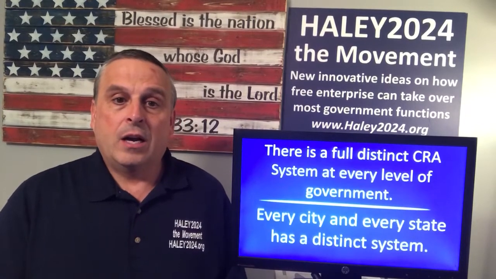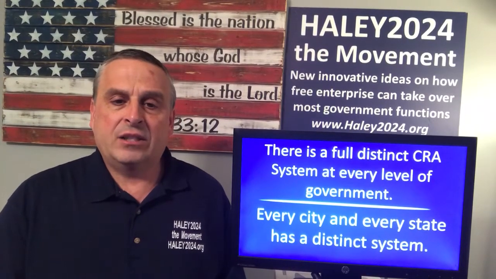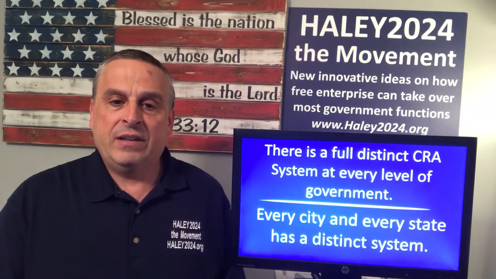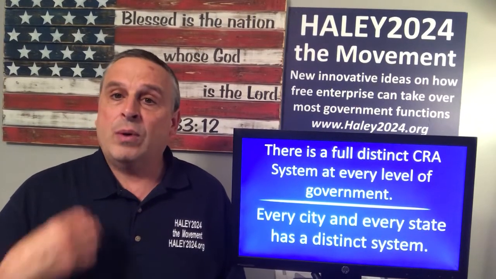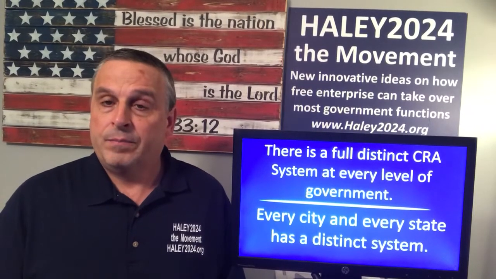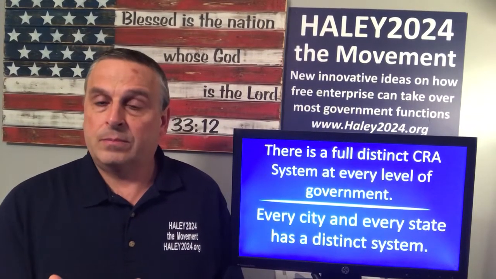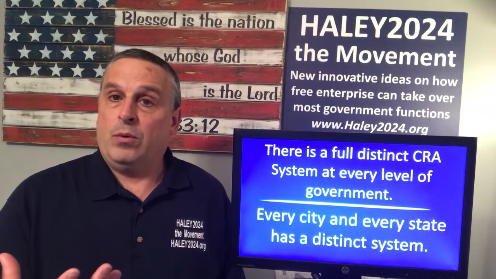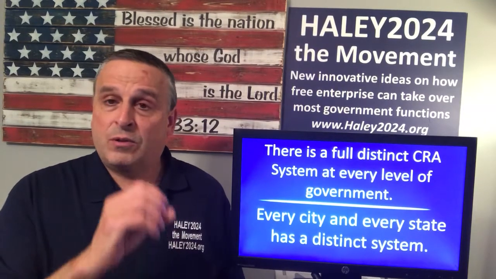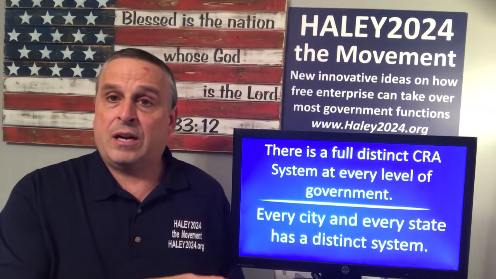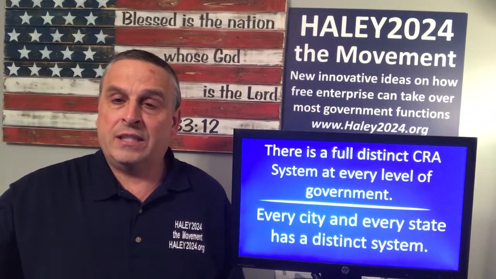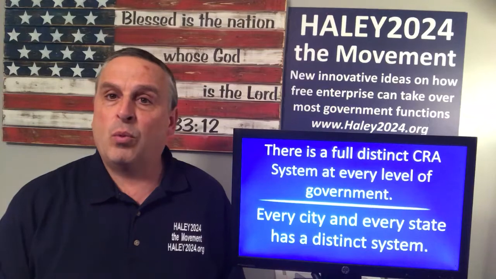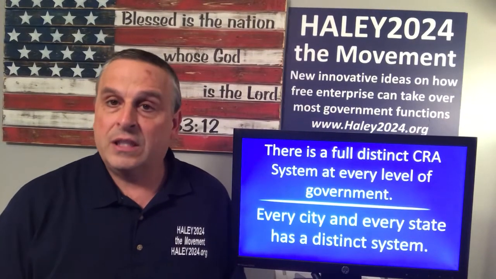Okay. There's a full distinct CRA system at every level of government. Every city and every state has a distinct system. So every current government has the full 30 sectors. Now, that means every city of Virginia Beach has a full 30 sectors. The city of Los Angeles has 30 sectors, and a small town over in Wyoming has 30 sectors.